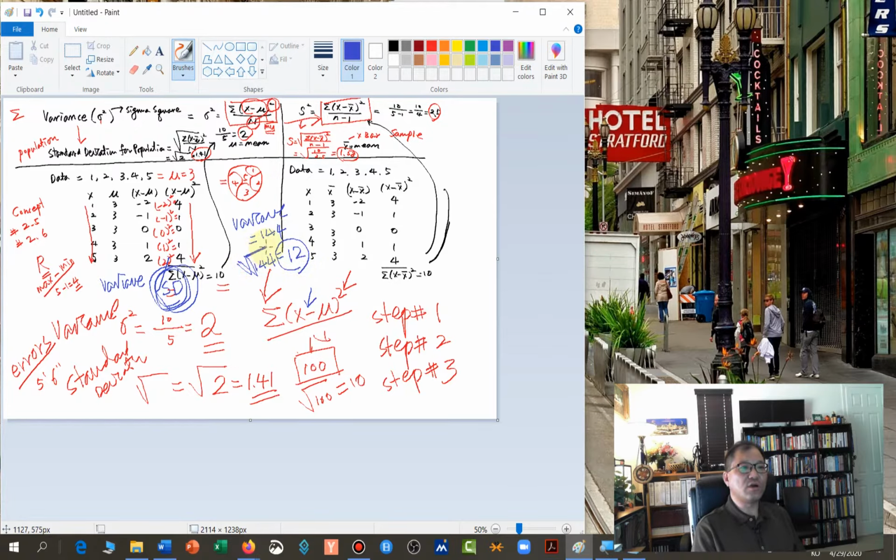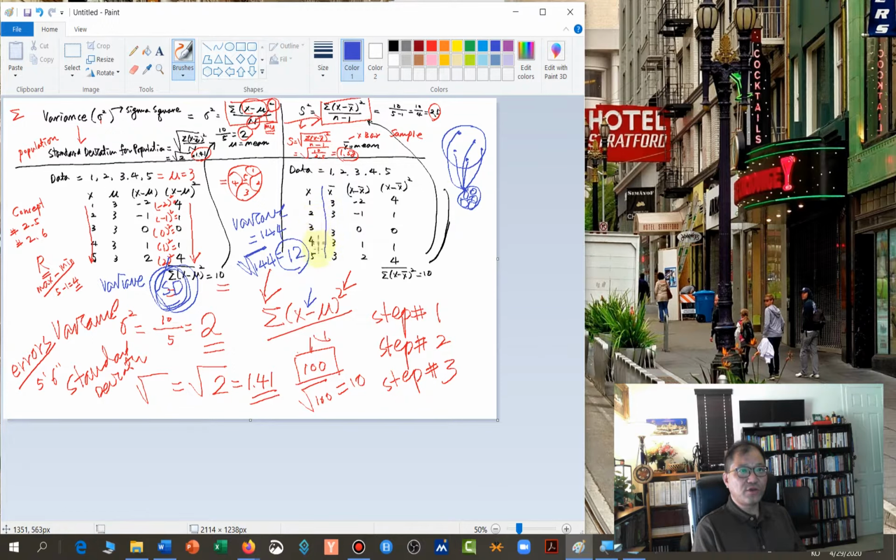Let's move to the sample data. So we collect data from the huge population, and we make a small sample, and then we got the data 1, 2, 3, 4, 5. Then you have to use this equation for variance for the sample: S squared equals sigma (x minus x bar) squared over n minus 1. Then you will follow this equation again.